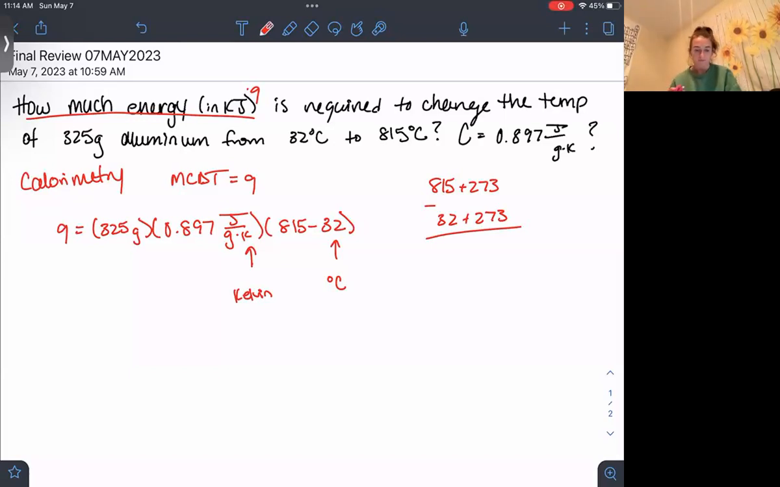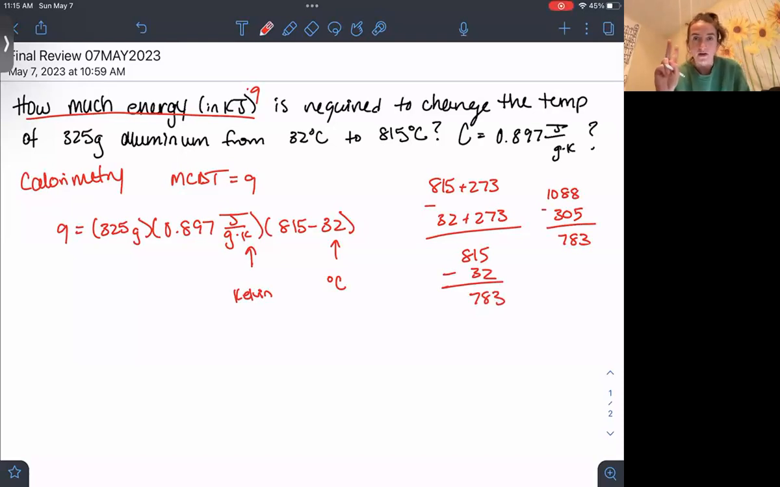Okay, so if you were to take 815 and change it to Kelvin, we would take 815 plus 273, and we get 1,088. And then if we take 32 plus 273, then we get 305. If we subtract this, we get 783. But if we subtract 815 and 32, we also get 783. Okay, so since we're changing the number by 273 for both of them, and then subtracting, right, we're adding and subtracting, then we don't have to change it.